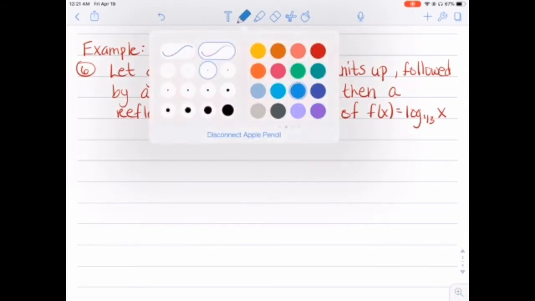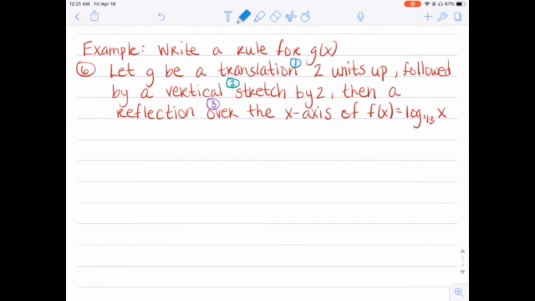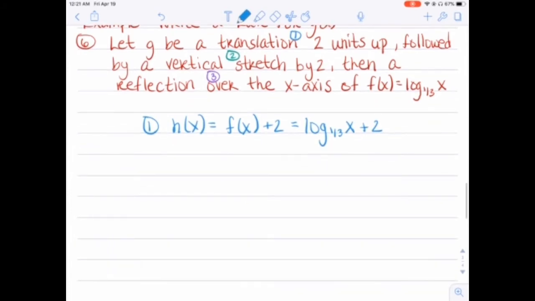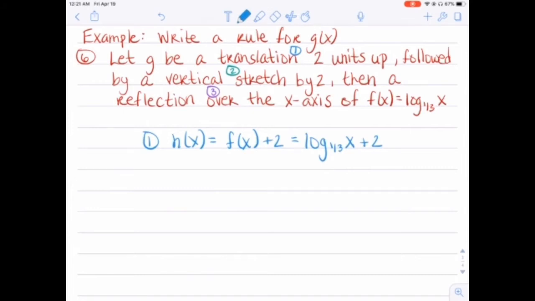So let's take a look at these in order. Remember that order can be important, so go ahead and make sure you do them in the order that you see them. All right, so number 1, we'll call this h of x, and that's a translation of 2 units up from f of x. So that is vertical and goes on the outside, plus 2. So to take our actual function, we'll say log base 1/3 of x and then plus 2. Notice that you cannot put this x plus 2 in parentheses. That would imply a horizontal change and not vertical. All right, it has to be outside the parentheses.